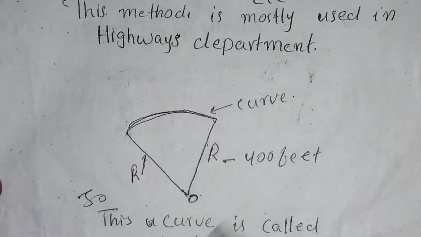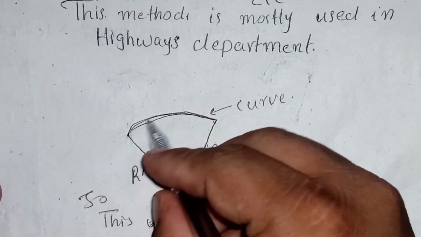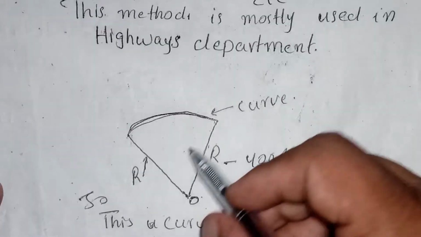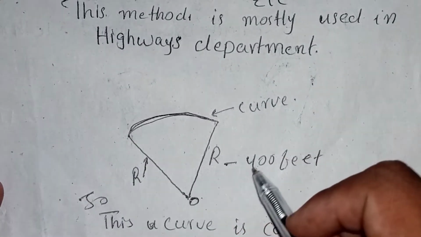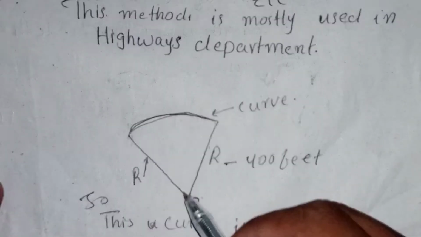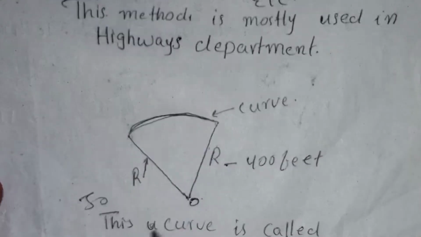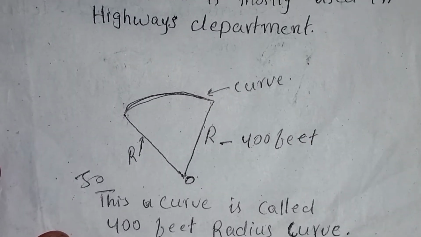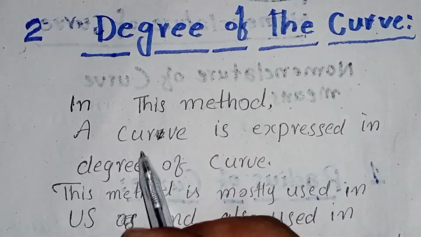As you can see, here we have drawn a curve. Suppose this is a curve, and its radius is expressed here, which is 400 feet. Now this curve can be called a 400 feet radius curve, as we have written here. The second is the degree of the curve.